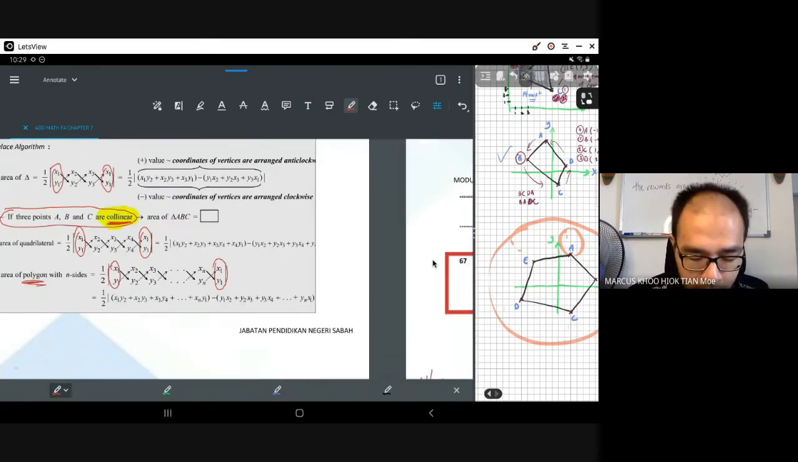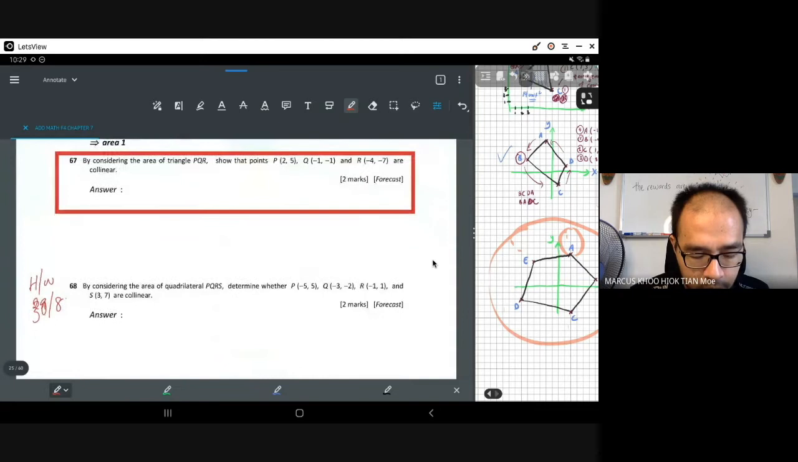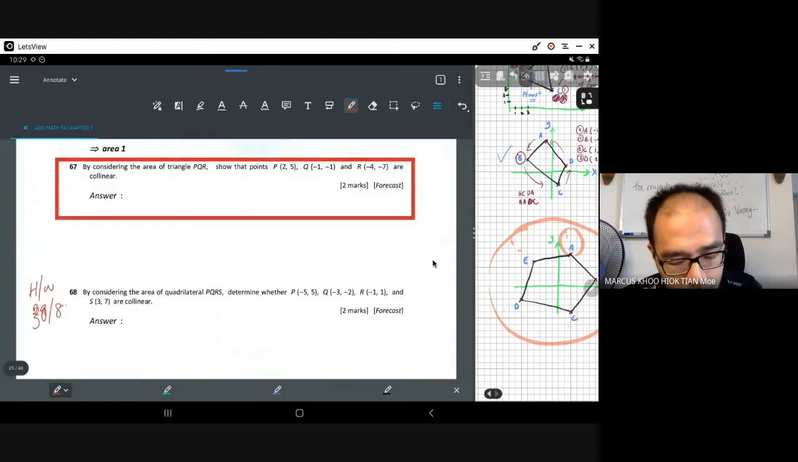All right, let's do a couple of questions. Let's do question number 67. By considering the area of triangle PQR, show that the points P(2, 5), Q(-1, -1), and R(-4, -7) are collinear.